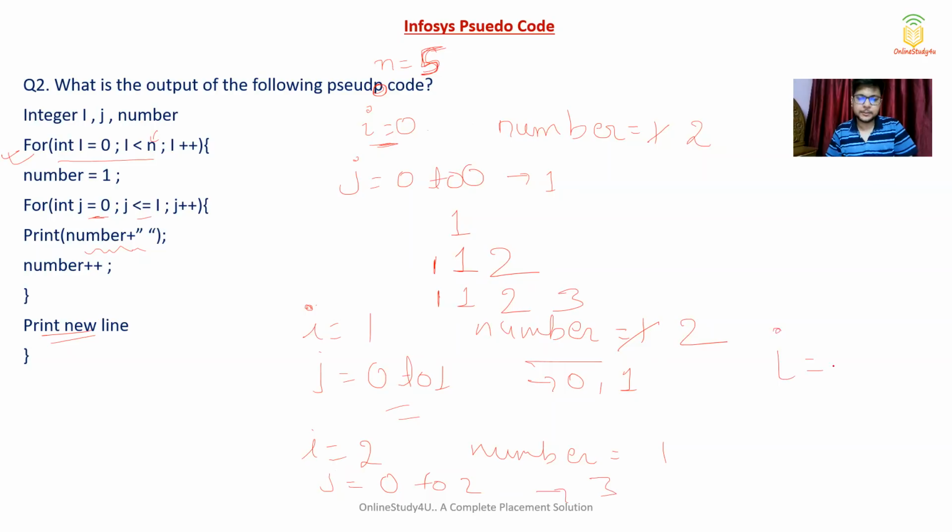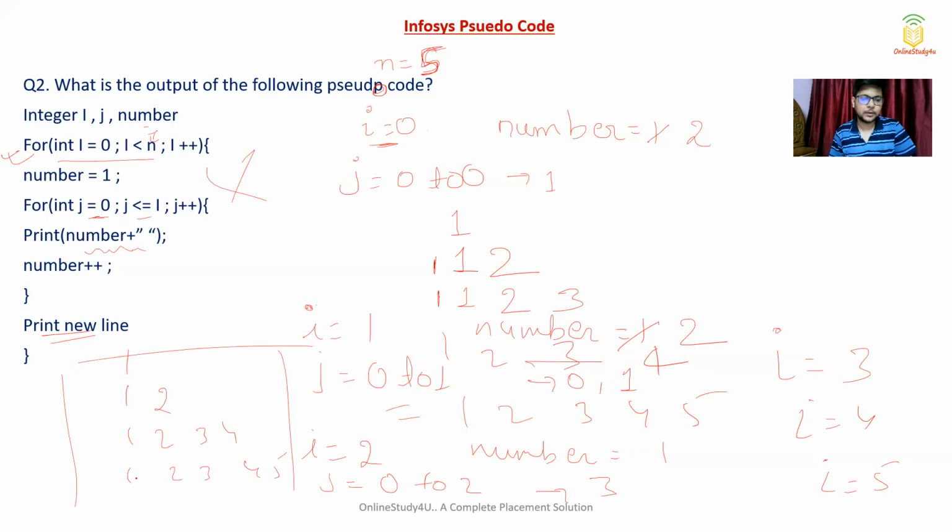Then I is equal to 3. For I is equal to 3, it will go 1, 2, 3, and 4. And then I is equal to 4, it will go 1, 2, 3, 4, 5. And then I will get to 5. And since it is not less than N, the loop will break. So my pattern is 1, 1, 2, 1, 2, 3, 1, 2, 3, 4, 1, 2, 3, 4, and 5. So if any option matches, this is my correct answer. Let's move on to the next question now.